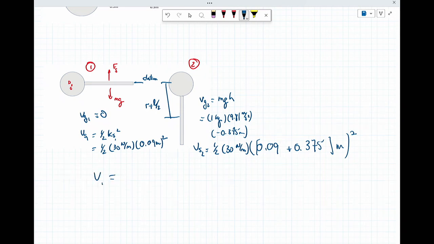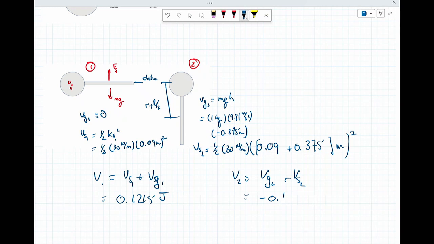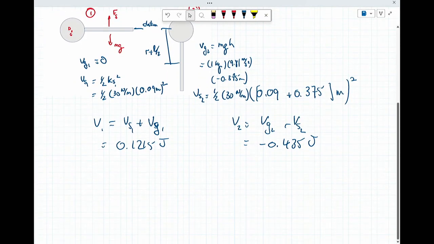So V1 equals Vs1 plus Vg1, which equals 0.1215 joules. V2 equals Vg2 plus Vs2, which equals minus 0.435 joules. T1 is equal to 0. It starts from rest and then it's released.